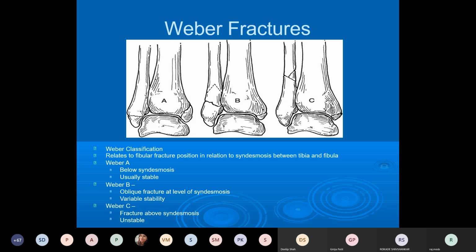Then in the next image, that is Weber's B fracture, the oblique fracture at the level of the syndesmosis, and it has variable stability. Weber's C is above, and this is the unstable fracture.